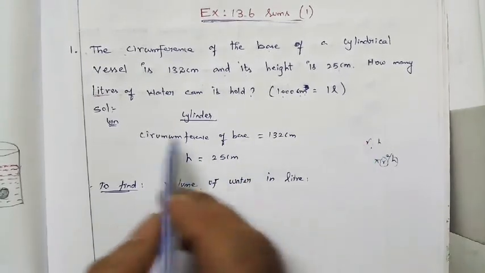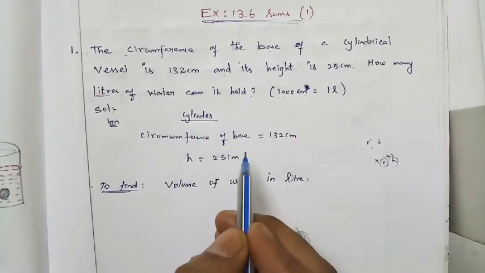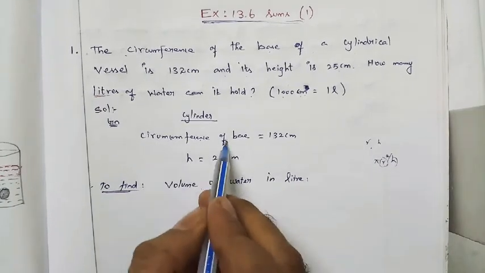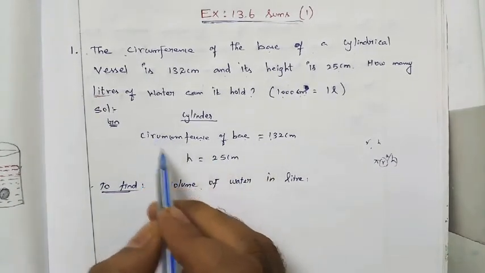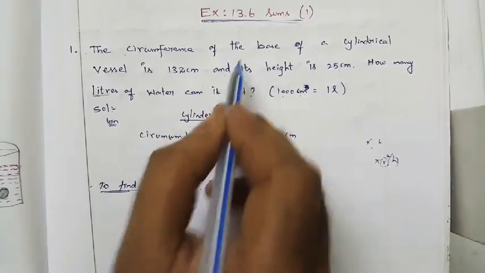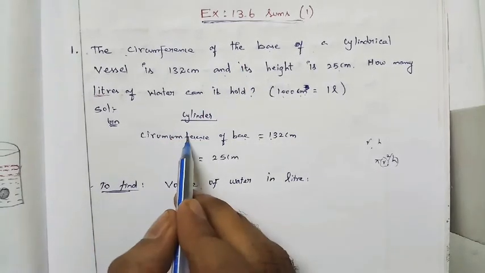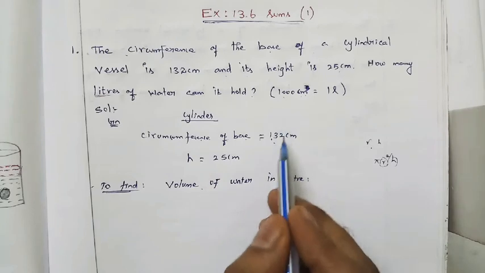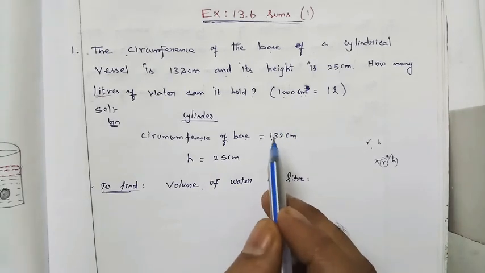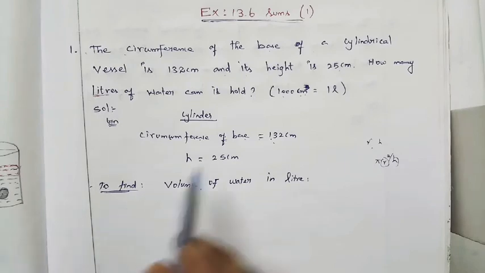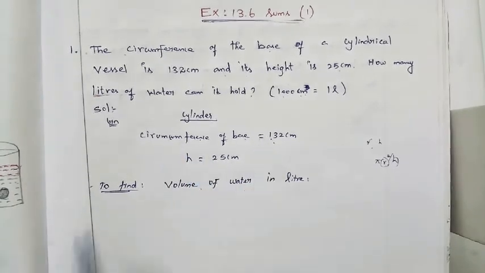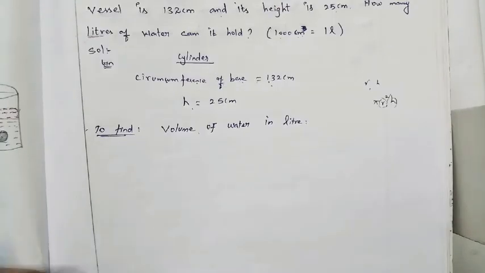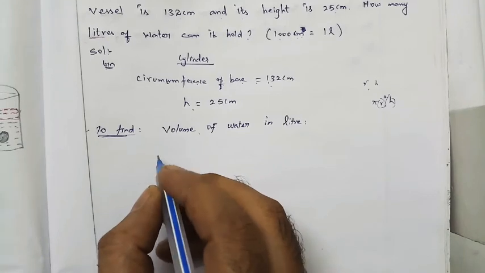But instead of the radius, they have given a clue for finding the radius of the cylinder. The circumference of the base is 132 centimeter. The shape of the base of a cylinder is a circle. By equating with the formula, we will get the radius of the base of the cylinder. If we know the radius and height, then we can find the volume. So first I am going to find the radius.